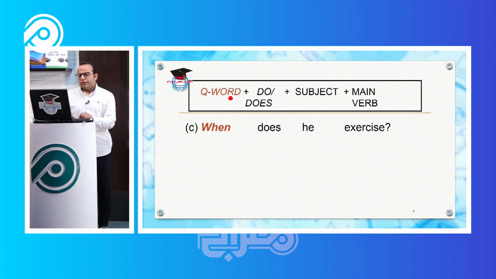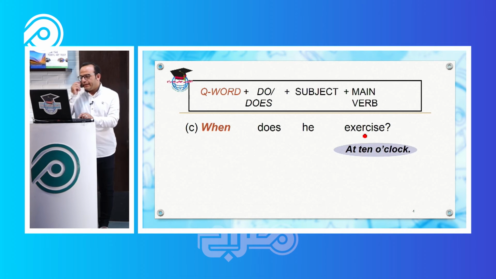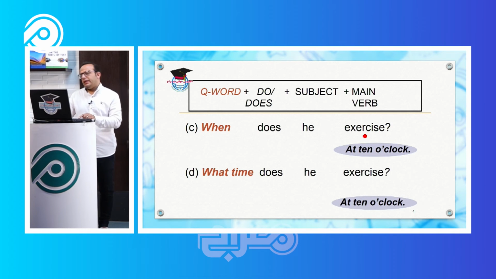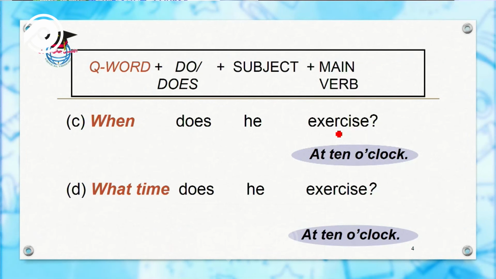The question word is "when", and we use the word "does" here. Why? Because the subject is "he" and the main verb is in its simple form. Exercise. When does he exercise? At 10 o'clock. What time does he exercise? At 10 o'clock.